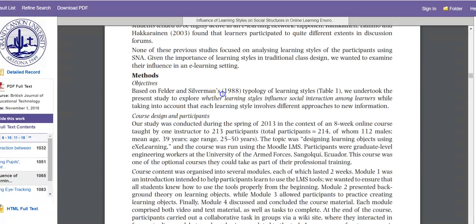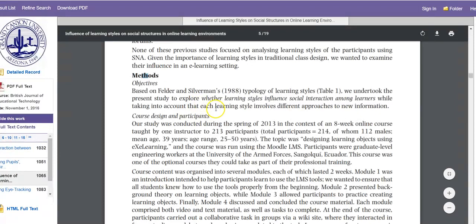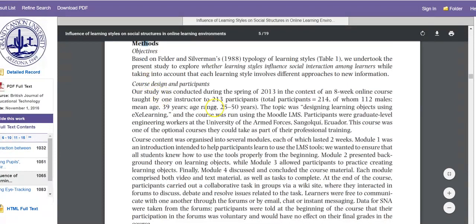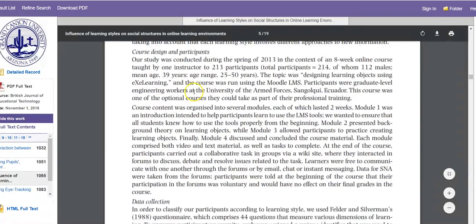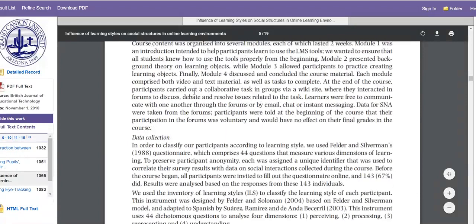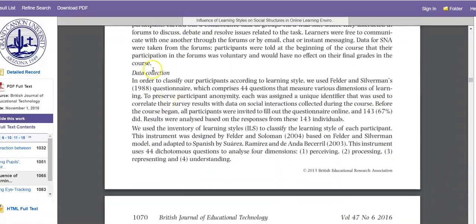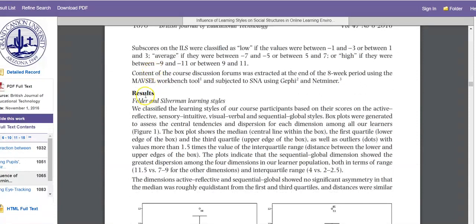Now, the method section is something that you can read too, but basically the method section is telling you what type of study they did. Was it qualitative, quantitative? Was it a survey? Was it semi-structured interviews? And then it's going to tell you who the participants are, okay? You're not going to be worried so much about that. And the data collection, how they collected the data.